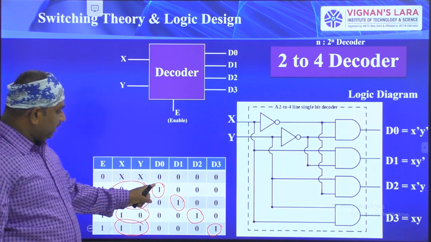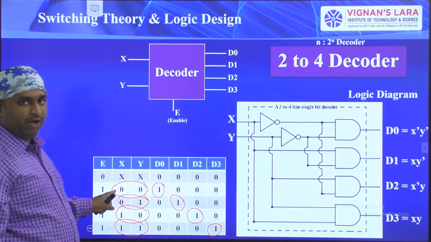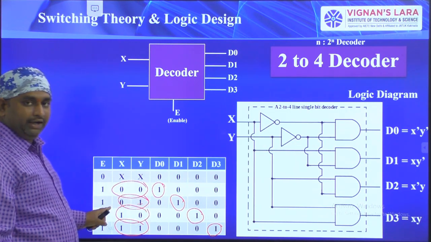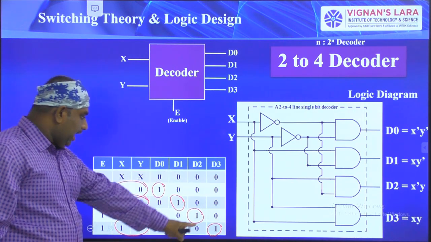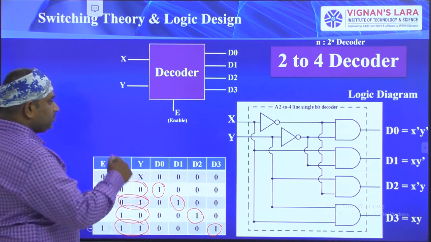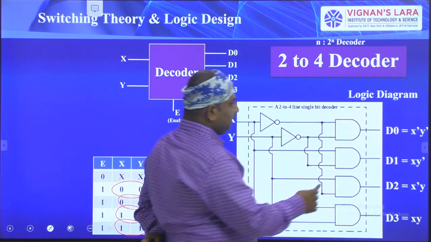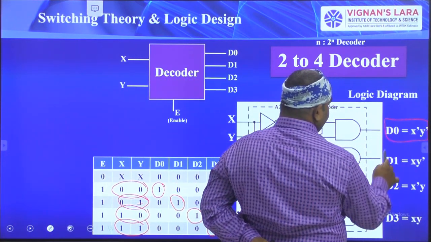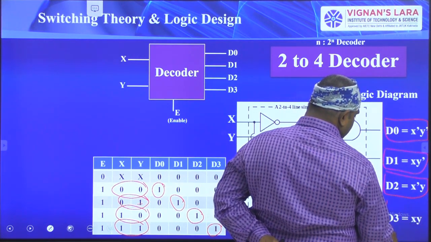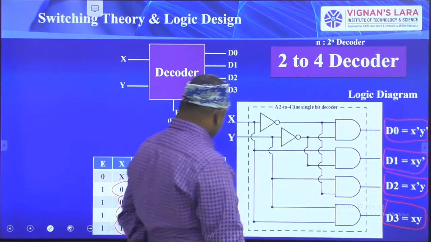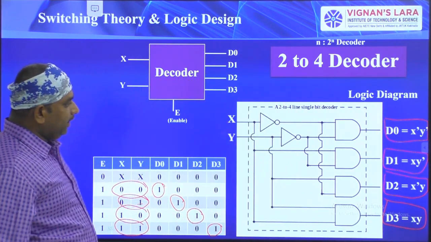That means D naught is equal to x bar y bar, D1 is equal to x bar y, D2 is equal to x y bar, and D3 is equal to xy. Here I have written D naught is equal to x bar y bar, D1 is equal to x bar y, D2 is equal to x y bar, and D3 is equal to xy.